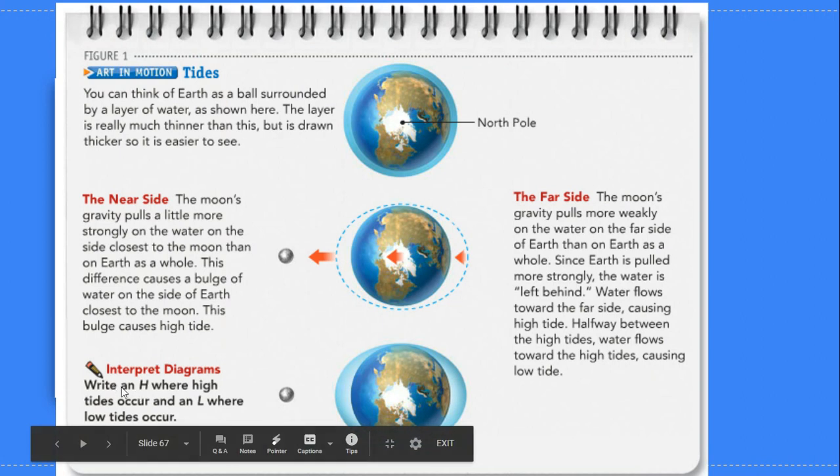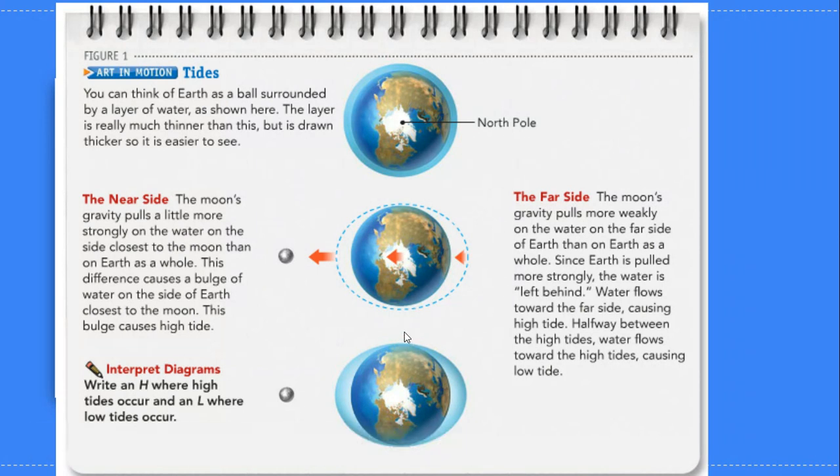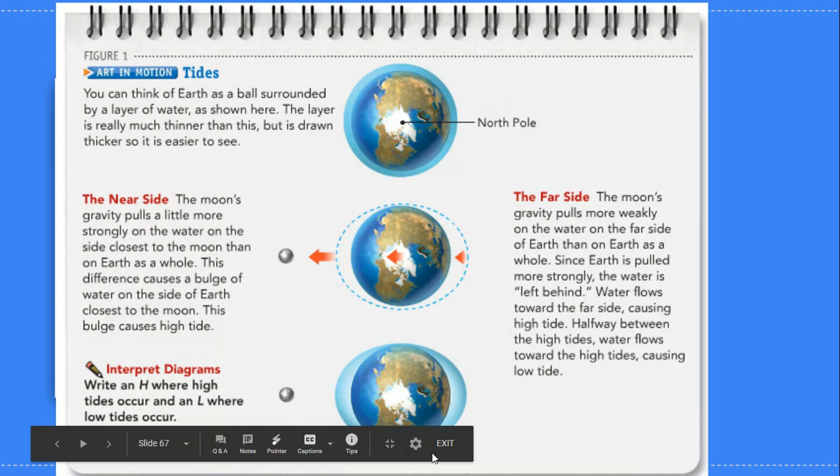Down here, it says write in H where high tides occur and L where low tides occur. So as you could probably guess, where you see these big bulges, you'd be writing your H's for your high tides. And then here where the water isn't bulging, you'd be writing your L's for your low tides.